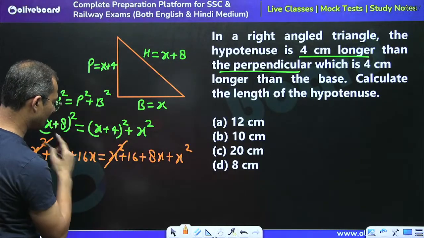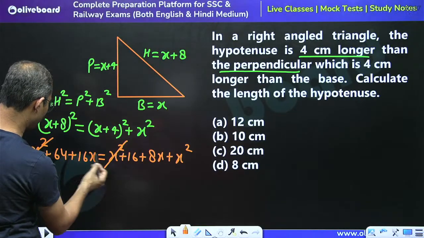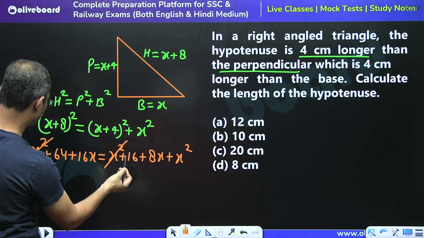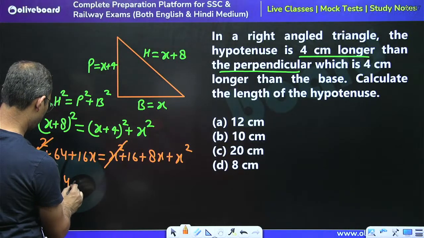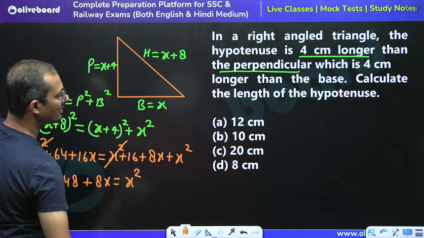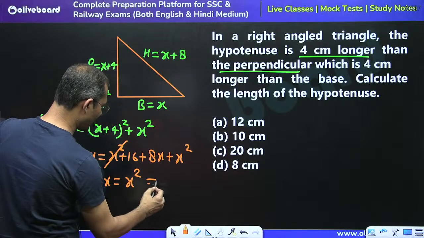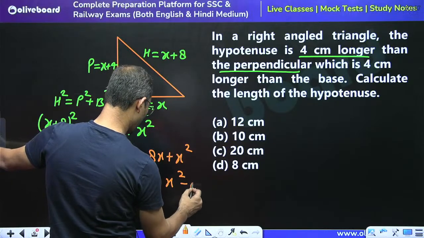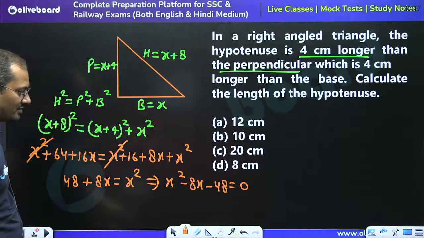So taking these terms to the left side, we get 64 minus 16, which is equal to 48, right? So 48 plus 8x must be equal to x square. We have to calculate the length of the hypotenuse, so could you tell me what can be the value for x? Otherwise just make it the quadratic equation: x square minus 8x minus 48 is equal to 0. Solve this quadratic equation, right?